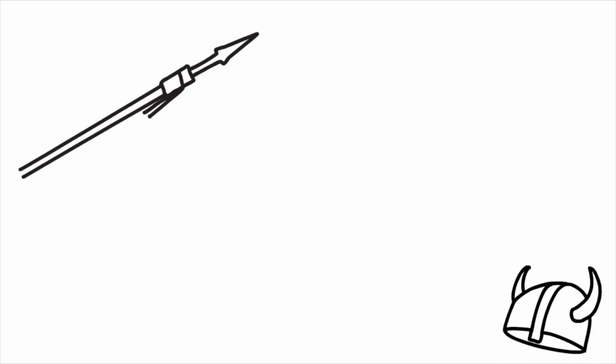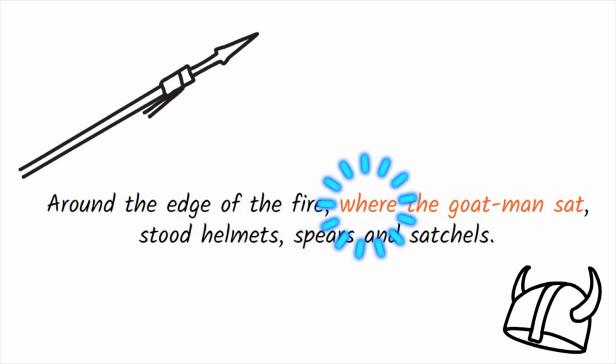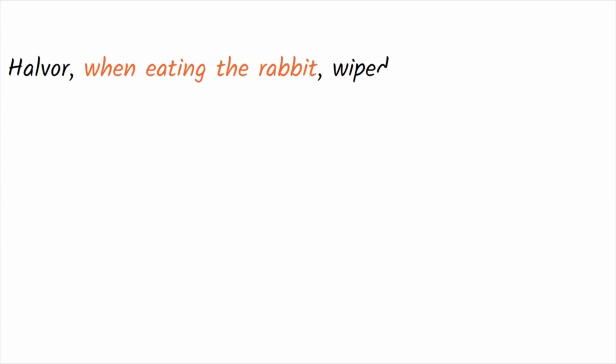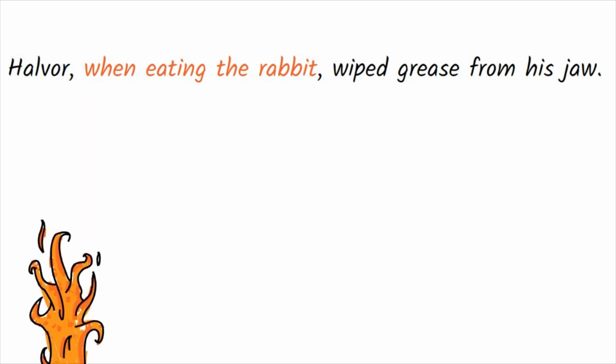Around the edge of the fire, where the goat man sat, stood helmets, spears and satchels. The relative pronoun where is appropriate here because the sentence is explaining the placement of the items. Halvor, when eating the rabbit, wiped grease from his jaw. The relative pronoun when is correct here because this is when Halvor is completing the action.